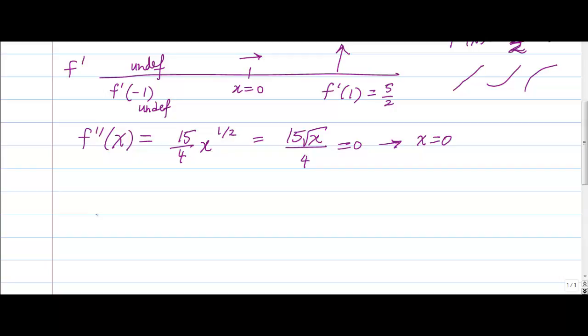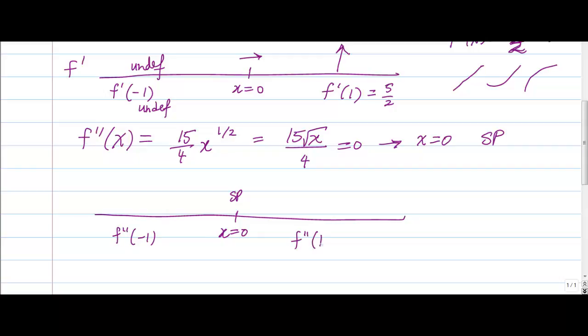So that is also a critical number. I'm sorry, not a critical number, a stationary point. Let's see if it is an inflection point. So x equals 0 is our stationary point. We're going to take a value and plug it into the second derivative. When we take these values and plug them into the second derivative, which is 15 root x over 4, plug negative 1 into here, undefined. Plug 1 into here, we get 15/4. That's positive, so that means it's concave up.